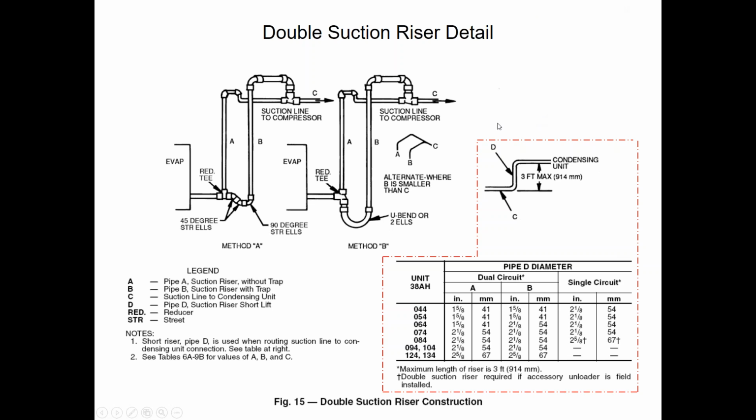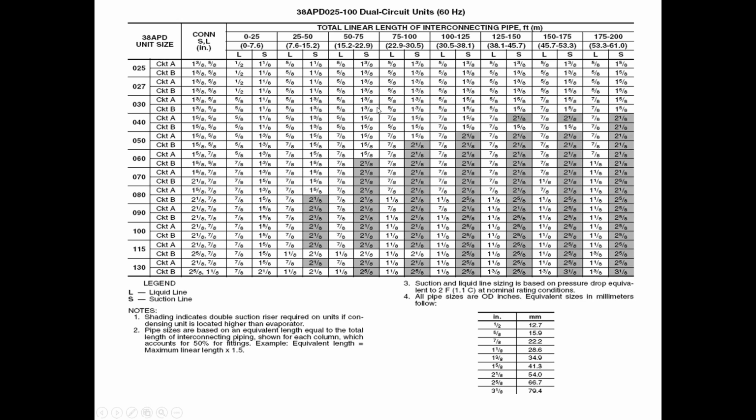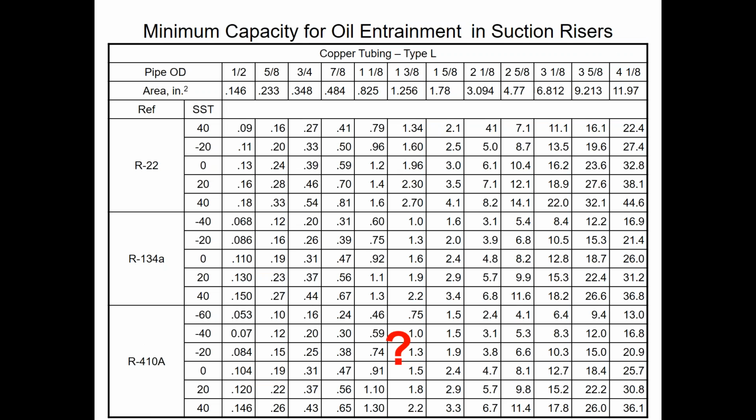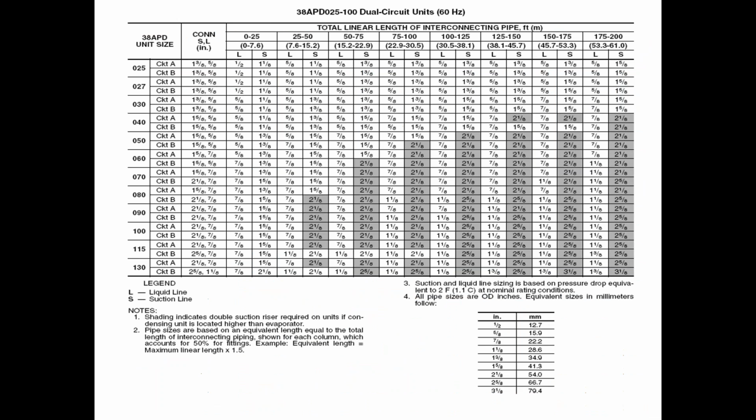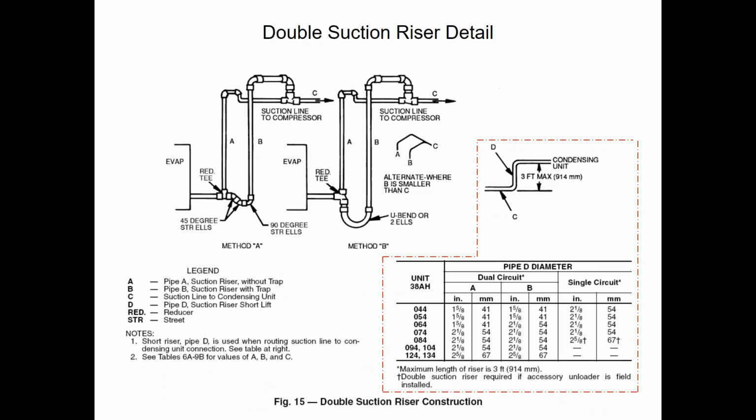So any riser that has more than 3 foot length, you have to have a double suction riser if, again, pointed out in the piping chart. And if you're in the smaller units, short pipe runs, you don't need them. But the longer pipe runs, when you get into some of the larger units starting at 40 ton, that's where it's required, based on the minimum oil entrainment charts. And that's where you end up having to put them. Hopefully that answers that.